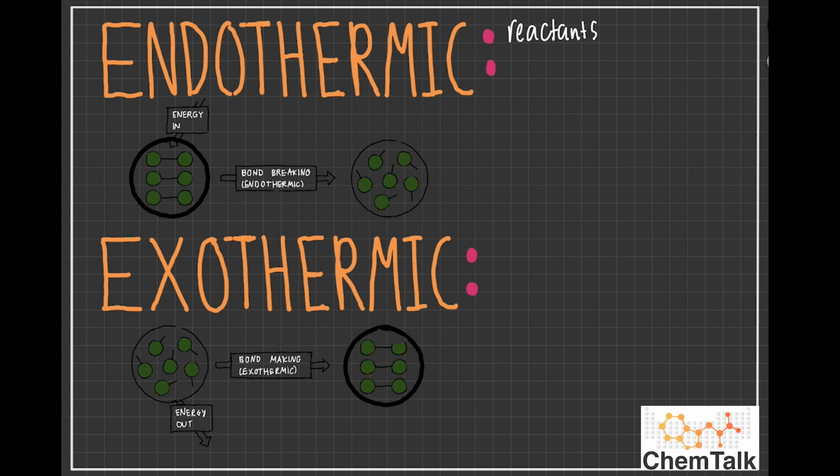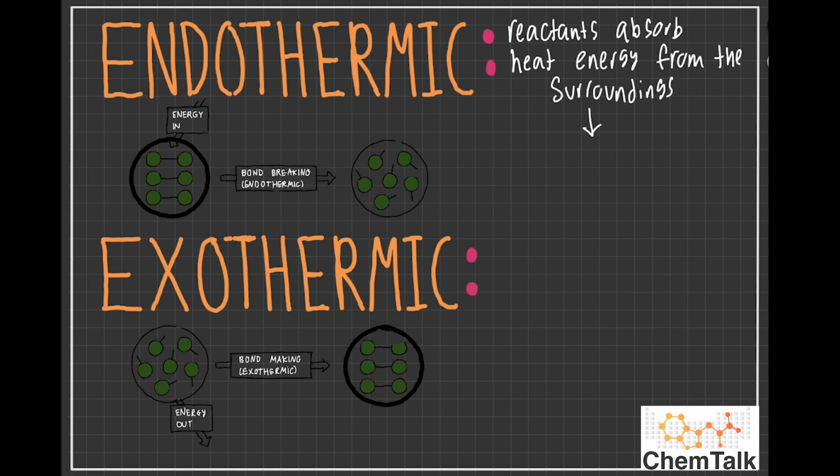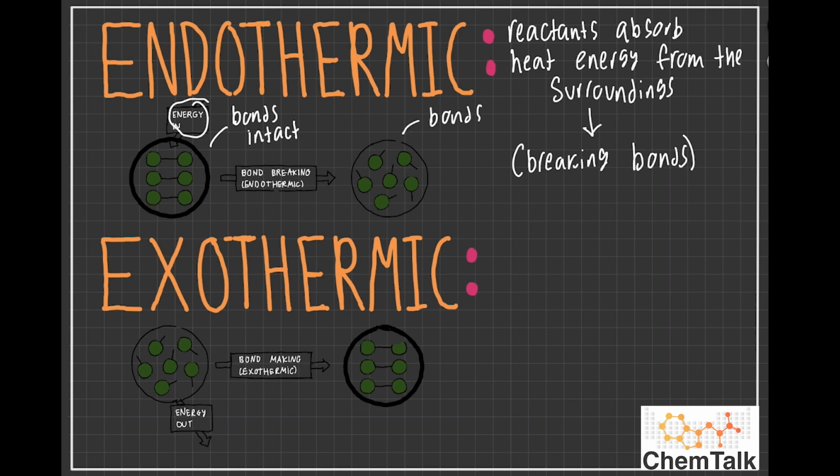So this relates to endothermic and exothermic reactions. What's endothermic? That means the reactants absorb heat energy from the surroundings. And what that means is that bond breaking is an endothermic process because the reactants are absorbing heat energy to break those bonds. As you can see by the image, the bonds are intact, but then when you take in the energy, the bonds break. So that's how they work.